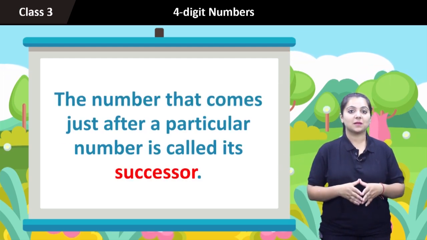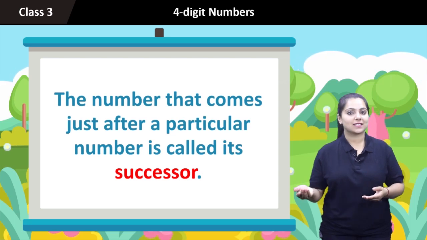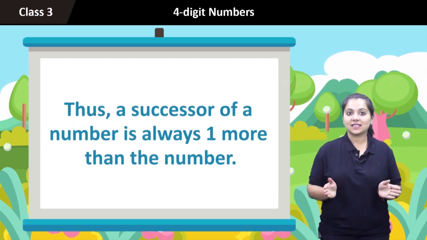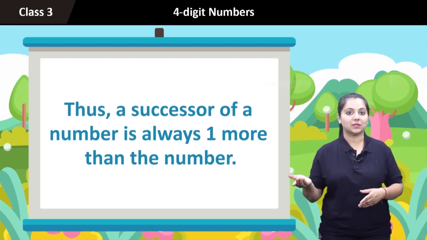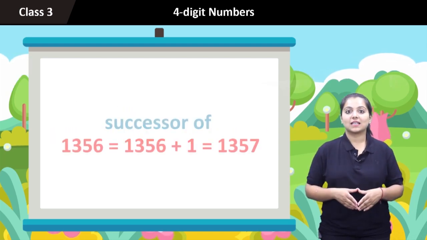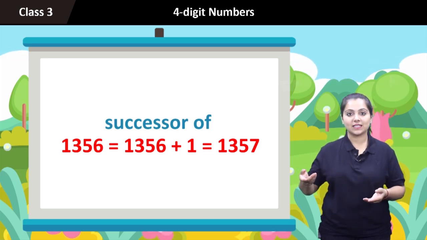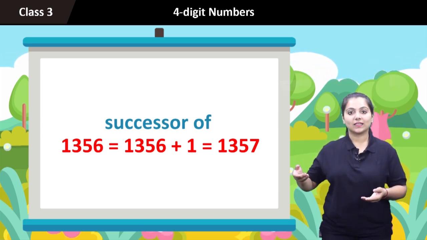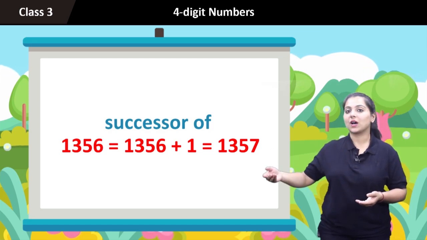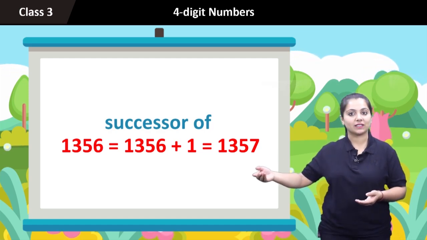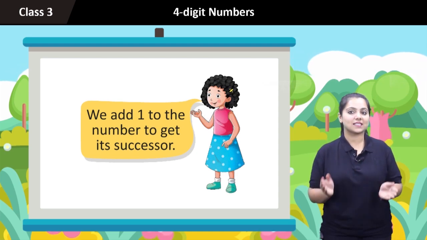Successor and predecessor. The number that comes just after a particular number is called its successor. Thus, a successor of a number is always one more than the number. For example, successor of 1356, that is 1356 plus 1 gives 1357. We add 1 to the number to get its successor.